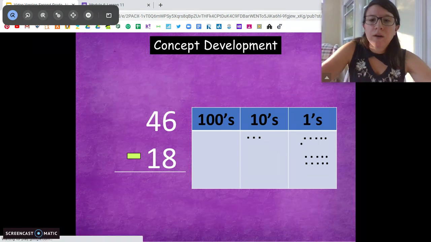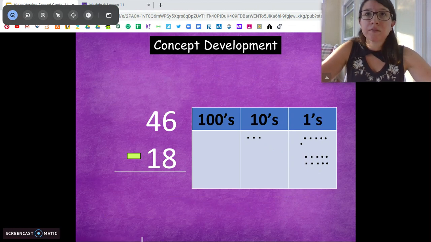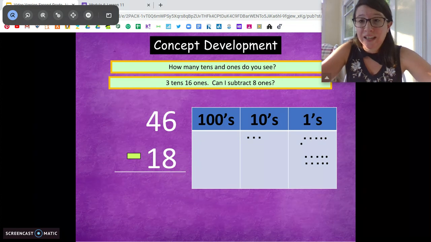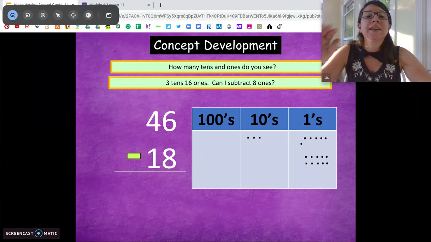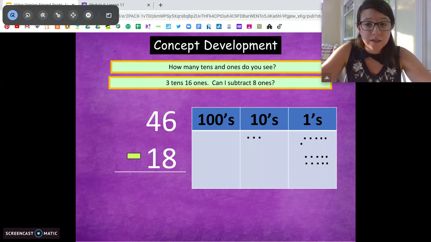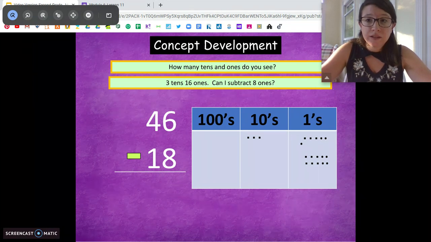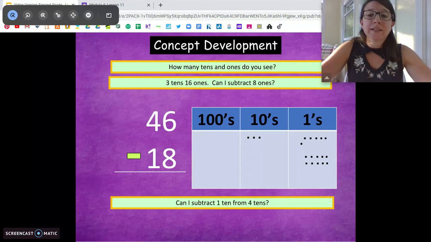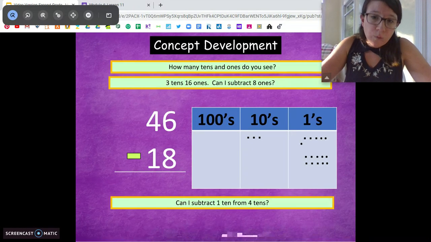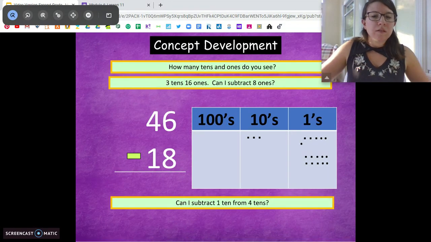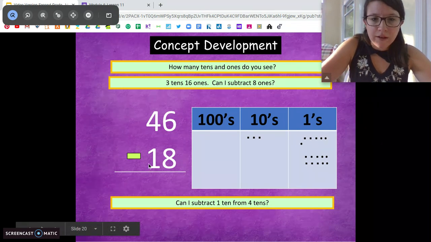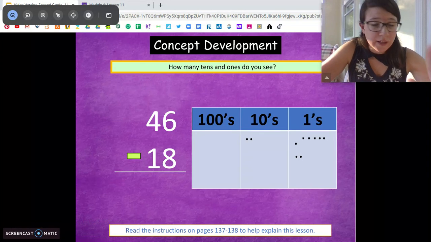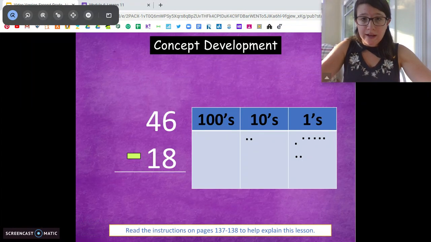Good. Now, how many ones do I have? I have 16 ones, 3 tens, 16 ones. Can I subtract 8 ones from 16? Yeah, I can, right? 16 is bigger than 8. I can take 8 away. So let's take those 8 away. Oh, wait, I forgot this too. Can I subtract 1 10? I forgot about the tens. Yeah, I can. So we're going to take those away. So do that on your paper right now.